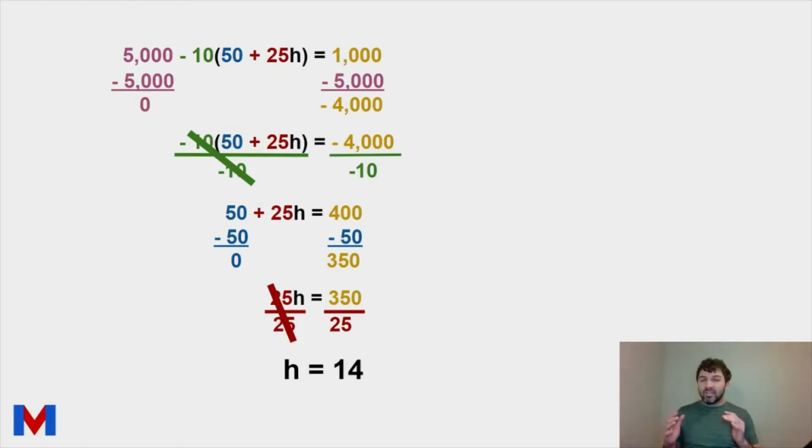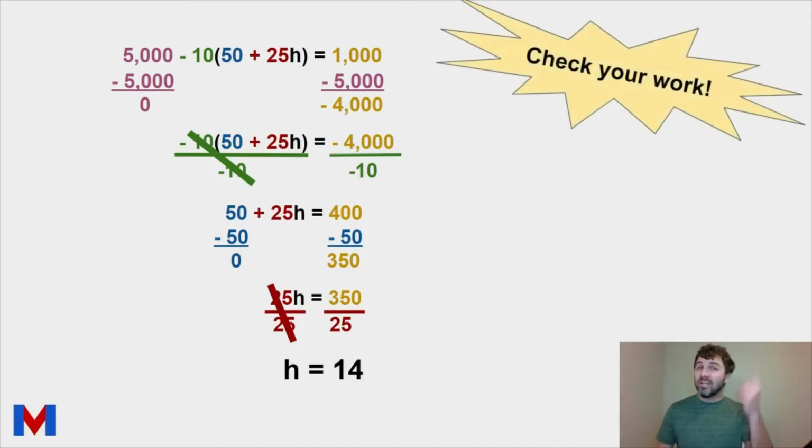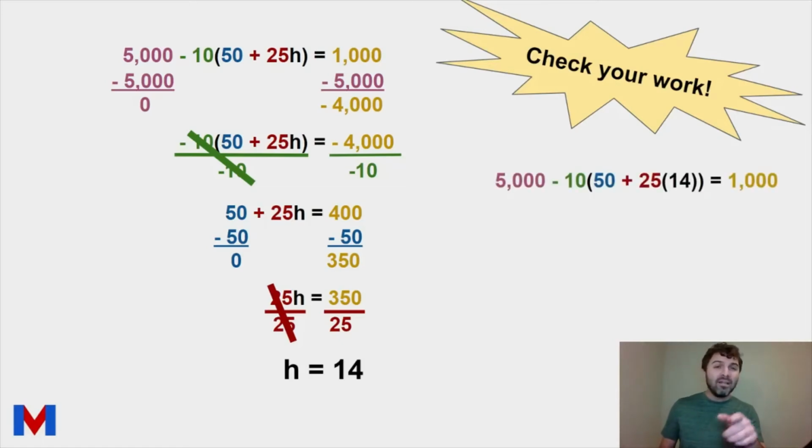There's a lot of places here to make mistakes. All right. And I make mistakes. Students make mistakes. Let's make sure we actually did this correctly. Okay. So we're going to check our work. And how we do that is we take what we got as our answer, where h is 14. I'm going to plug in 14 to any h that I see in that original equation. So I'm going to get 5,000 minus 10 times (50 plus 25 times 14) equals 1,000.